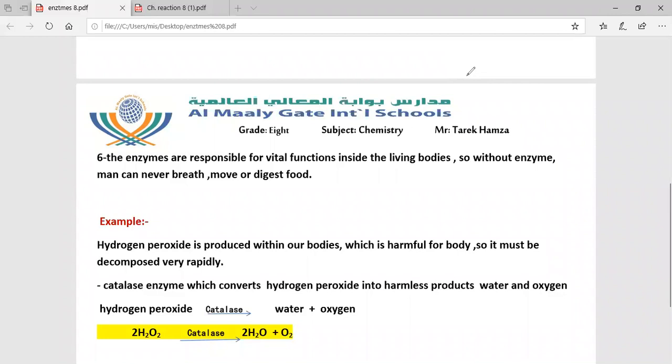Yes, Omar. Mr., I didn't understand the example. Number six? Okay, listen to me carefully. Number six means enzymes are responsible for vital functions. What are the vital functions in the body? Respiration, digestion, excretion. All these vital functions need enzymes. If the enzyme is not found in the body, these vital functions do not take place. So without enzyme, man can't breathe, move or digest food. Understand now? Yes. Okay.